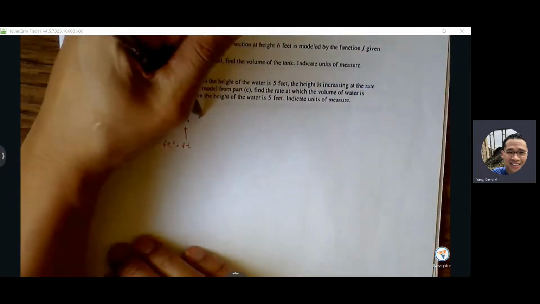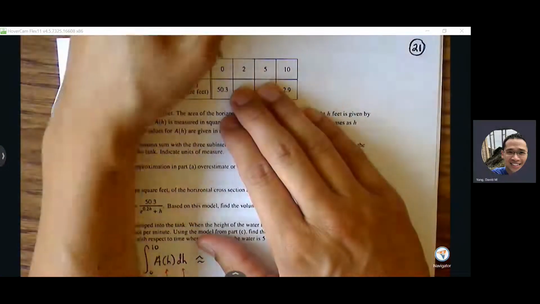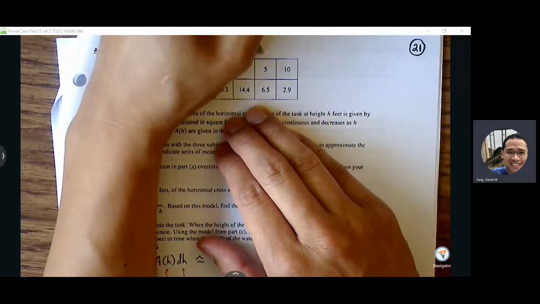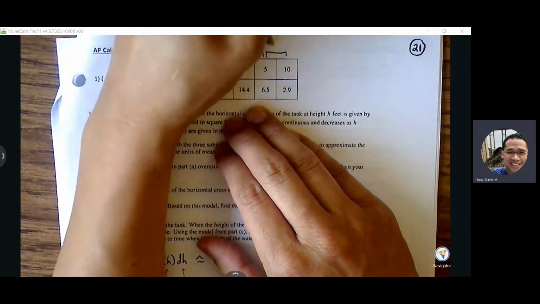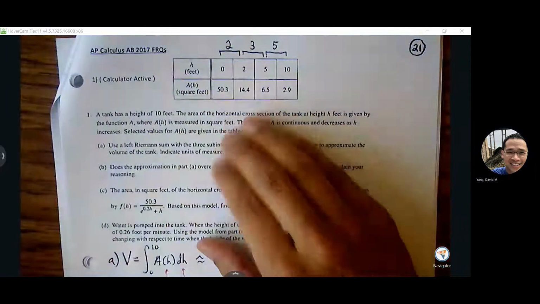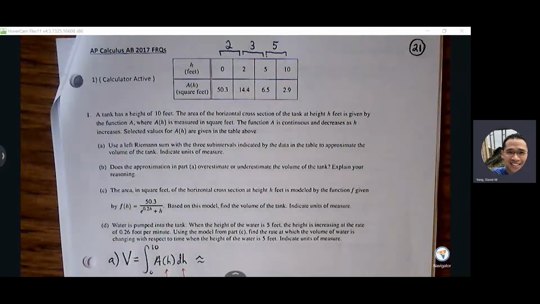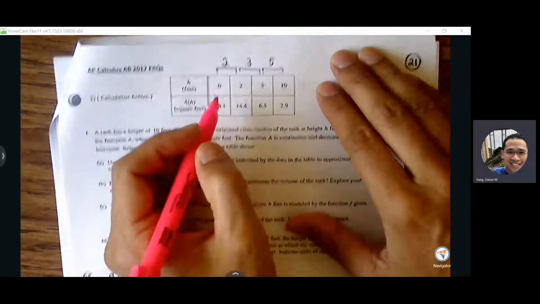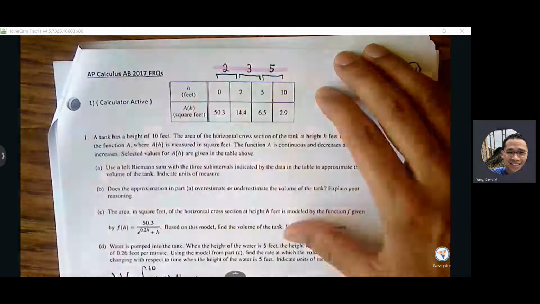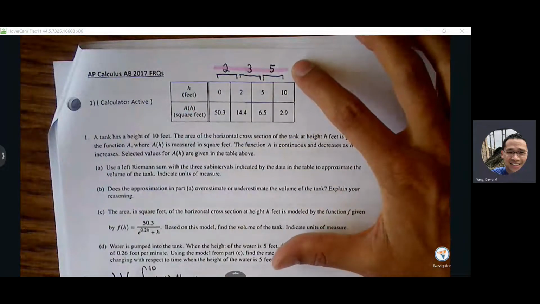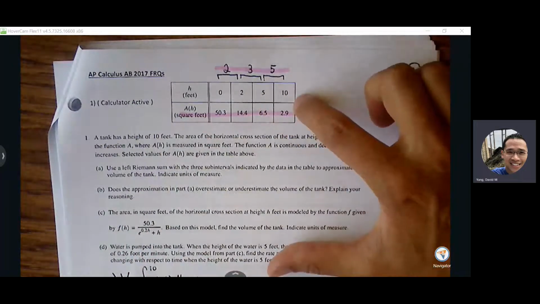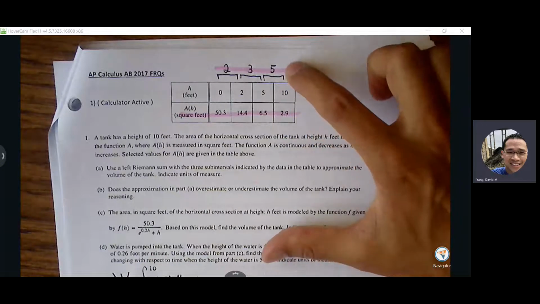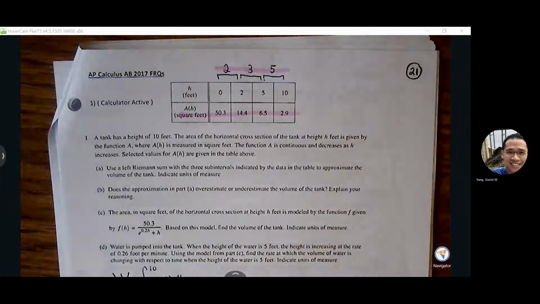Okay, so left Riemann sums, approximation, squiggly line. 3 subintervals, subtract each of the widths. 2 minus 0, 5 minus 2, 10 minus 5. Your width is going to come from those values that you found, and then your height is going to come from this row. Okay, we're not going to use the 0, 10, 5, 0, 2, 5, 10 because we've already adjusted the width there. Okay, so now left Riemann sum.